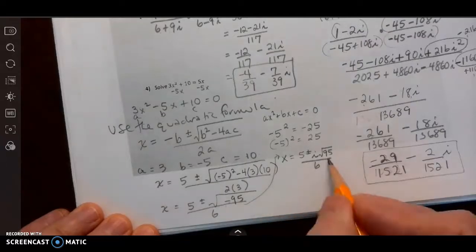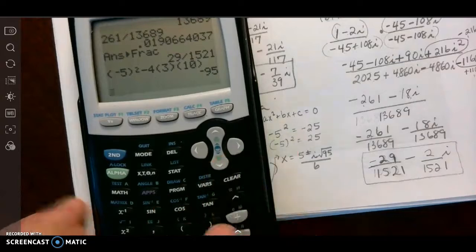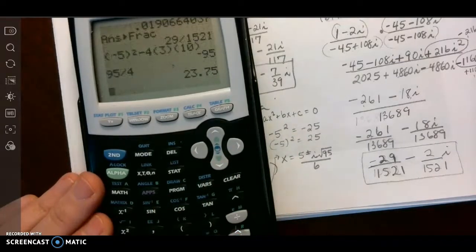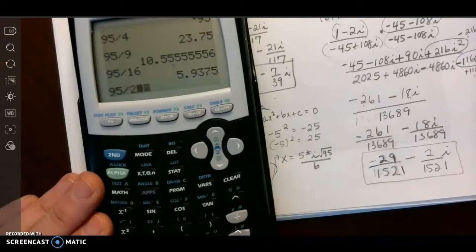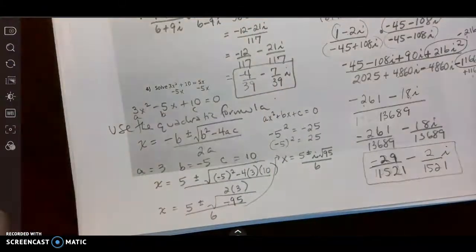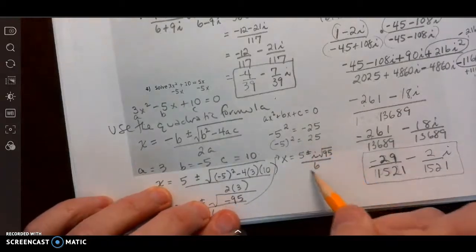And I check 95 and I see if it's divisible by any of my perfect squares. 95 divided by 4. Nope. 95 divided by 3 squared, which is 9. Nope. 95 divided by 16. No. 95 divided by 25. 95 divided by 36. It does not appear 95 is divisible by any of my perfect squares. So I can't simplify that. So I can leave my answer like that.